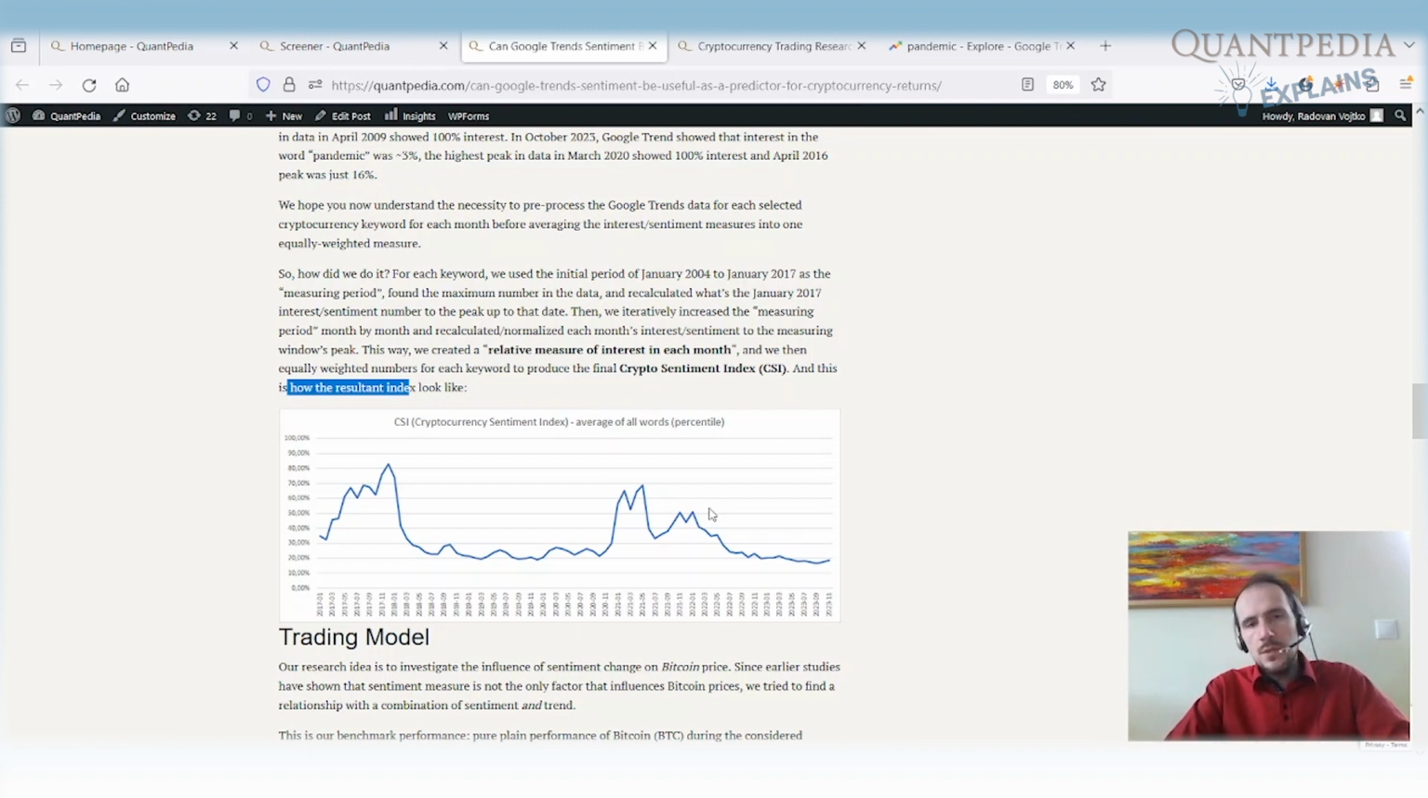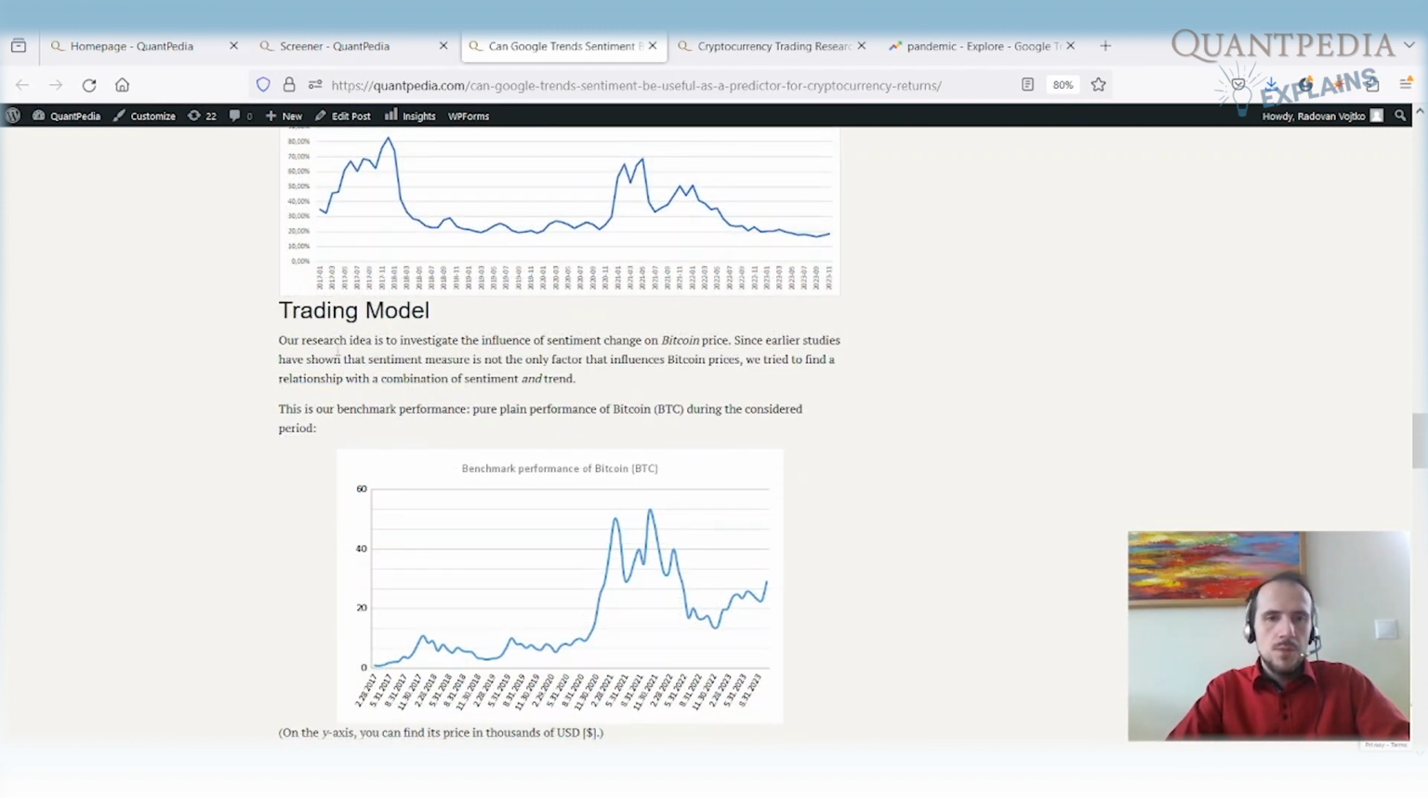We can use this sentiment index to try to predict the performance. What is the trading model? Our research idea was to investigate the influence of the sentiment change on the Bitcoin price. But the earlier studies have shown that the sentiment measure is not the only factor that influences the Bitcoin price. So we wanted to combine the sentiment and the trend together, because the sentiment is not the only predictor for the future price of the Bitcoin.